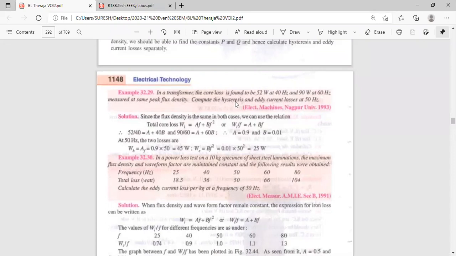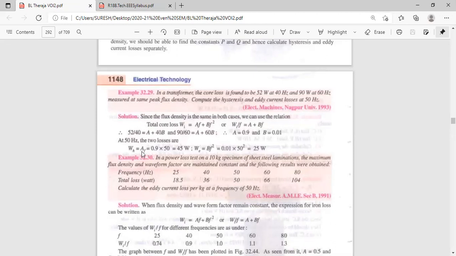Now what is he asking in the problem? What is he asking us to calculate? Hysteresis and eddy current losses at a frequency of 50 Hertz. At frequency 50 Hertz, what is the value of WH and WE? What is the formula for WH? A into F.